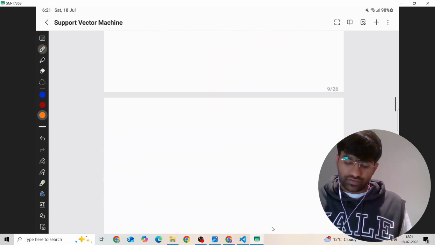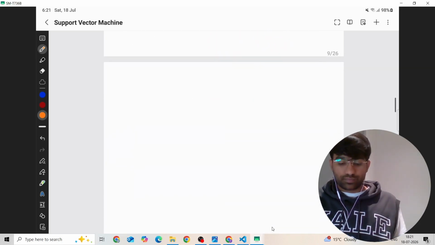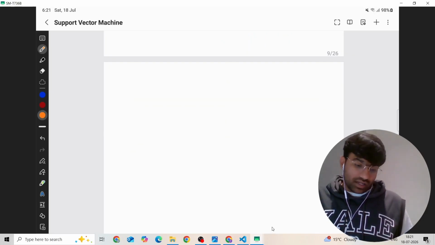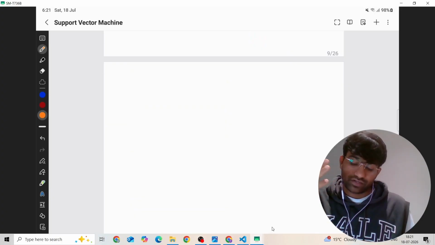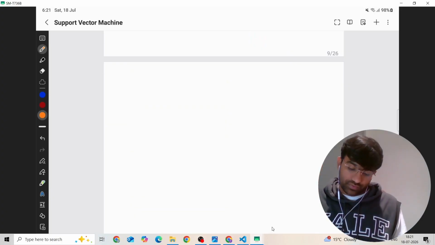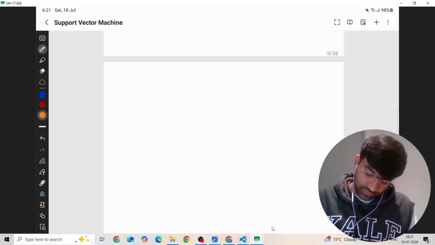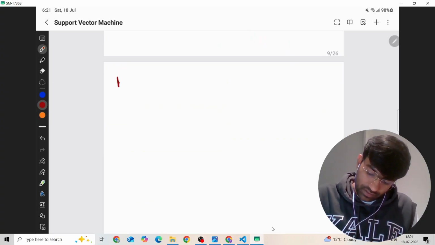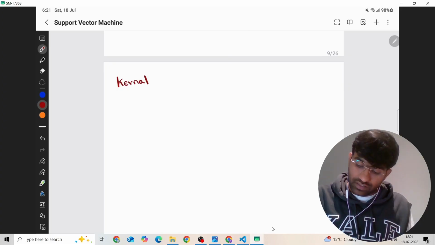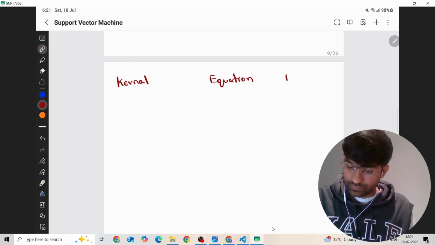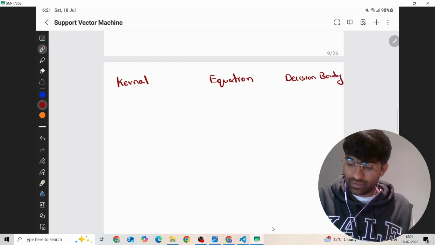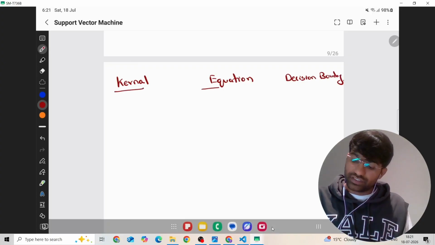So there are different types of kernels in support vector machine. And for every support vector kernel, there are different equations. I will give you a few examples of those. Let me write in a table the kernel equation and decision boundary, that is hyperplane.